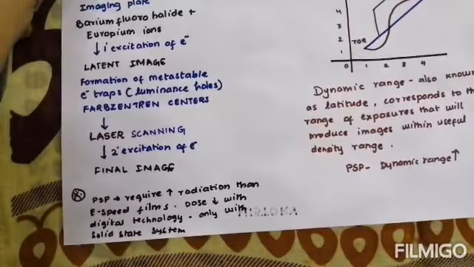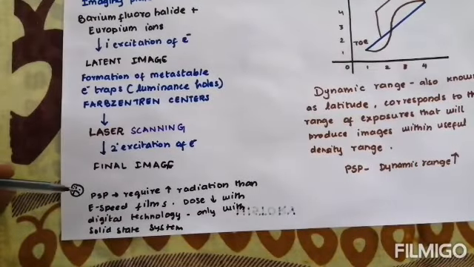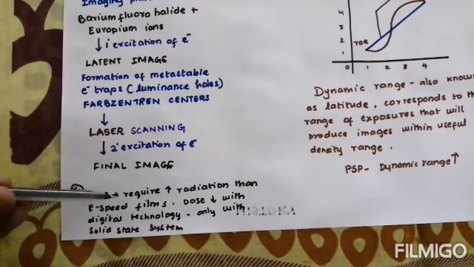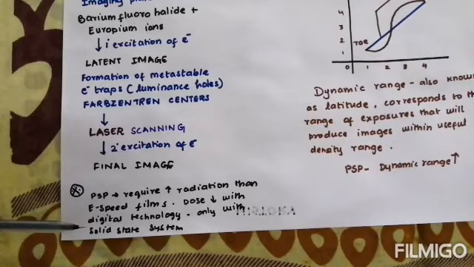An important point here is that the PSP plate requires increased radiation compared with E-speed films. Therefore, dose reduction with digital technology is only possible with solid state systems.